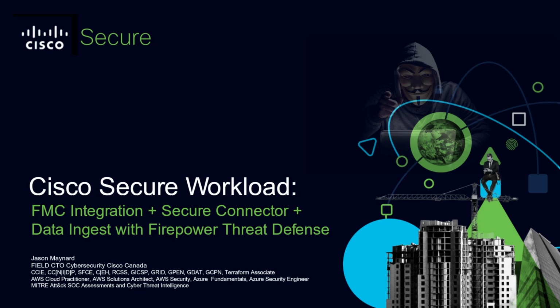So there's two components here. One is the connection between driving policy on Firepower. That's where FMC integration with Secure Connector come in. And then you have data ingest. So taking flow data from Firepower Threat Defense and using it in Cisco Secure Workload to provide telemetry data that we can run application dependency mapping on. And this is really to drive outcomes where Secure Workload cannot be installed as an agent on the workload itself.